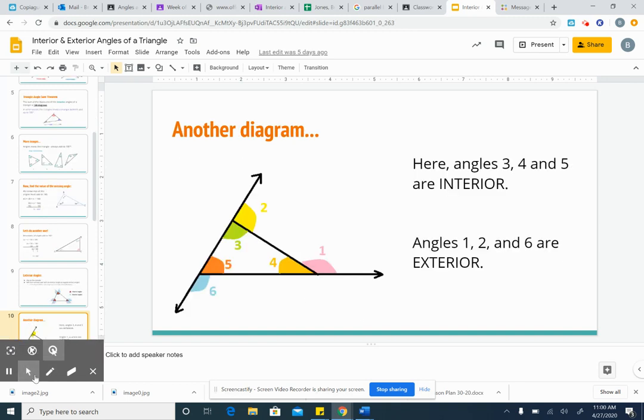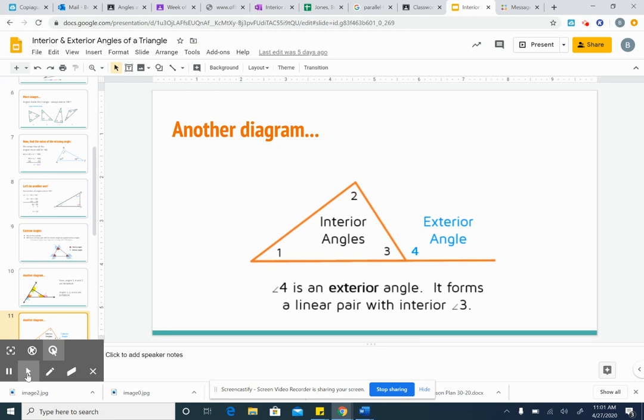Now, let's look at this diagram. Okay, we know that angle 3, angle 4, and angle 5 are on the inside of the triangle. We know that, and we know those angles add up to 180 degrees. Looking at these nice colorful angles, angle 2 right here, angle 1, and angle 6, those are exterior. Okay, I'm going to put an E, for exterior. They're on the outside of that triangle.